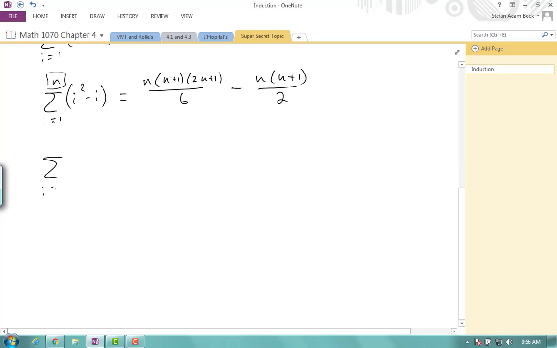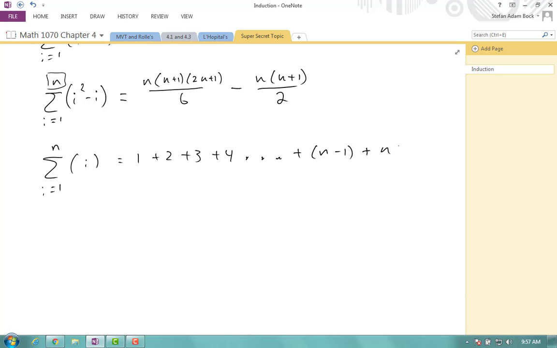If I just had the sum from i equals 1 up to n of just i, then this is the sum of the integers from 1 to n. So every integer from 1 to n, this is 1 plus 2 plus 3 plus 4, all the way up until I get to n minus 1 plus n. And there's actually more than one way to verify a closed formula for this problem. There's a popular story about Friedrich Gauss getting in trouble and being asked to add up all the numbers from 1 to 100 as a punishment, and he comes back 2 minutes later and he already has the result.